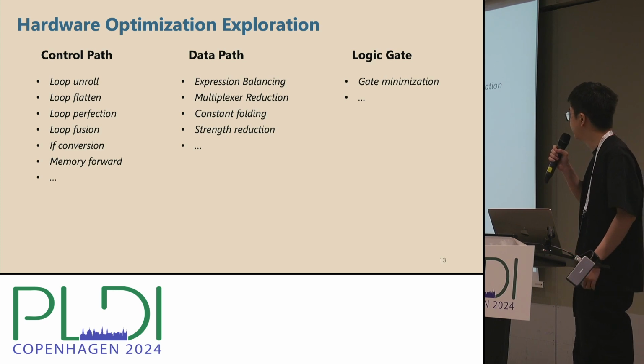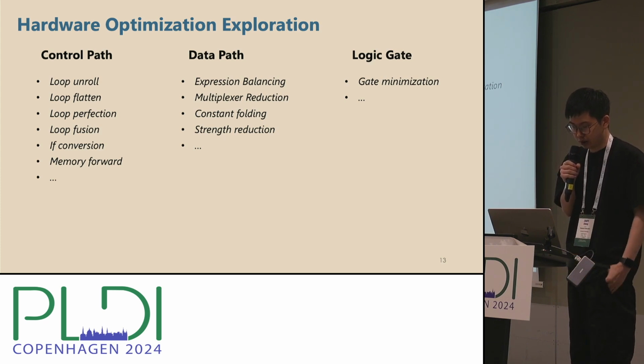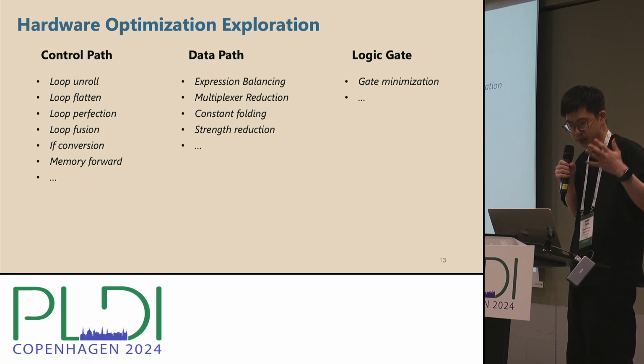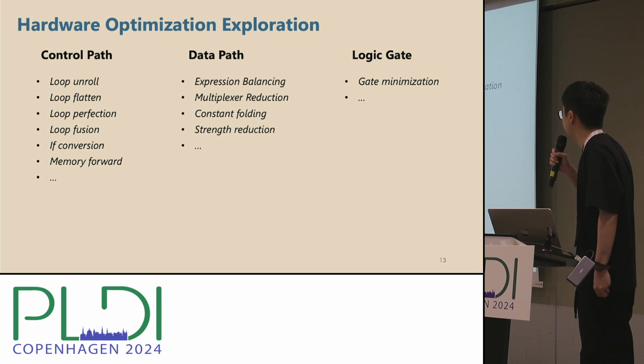The second group is the data path level, which is Sam's work mostly focused on. That includes expression balancing and operation reduction, things like that.